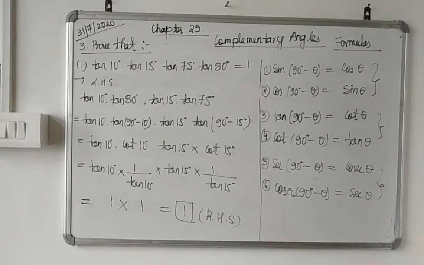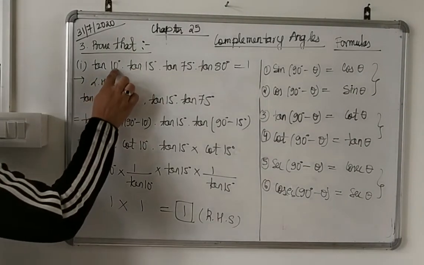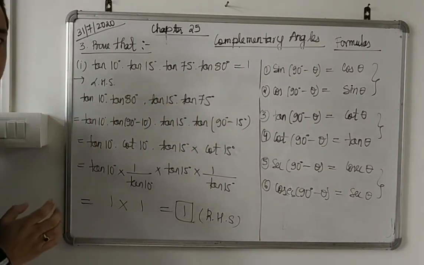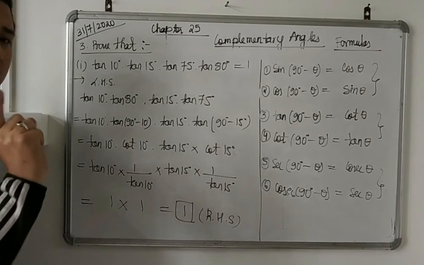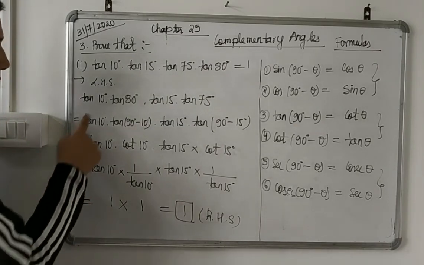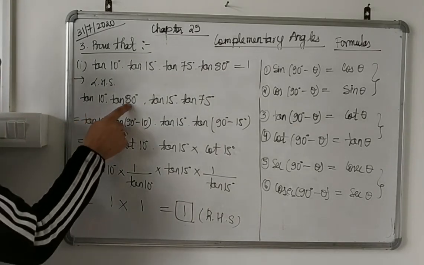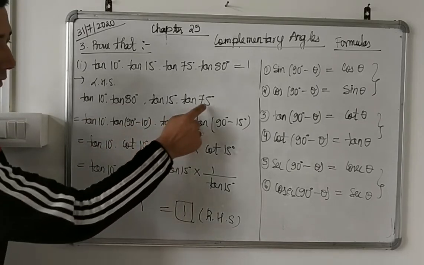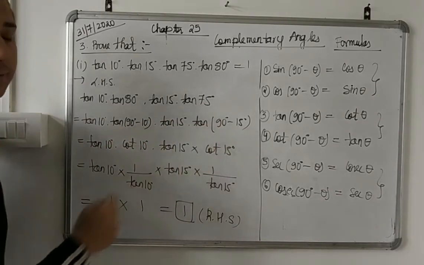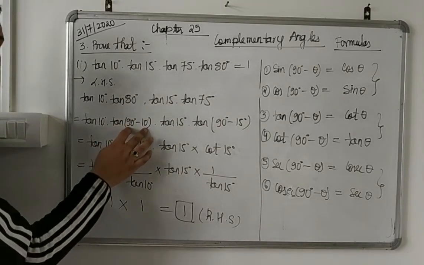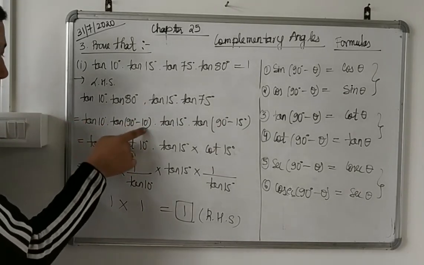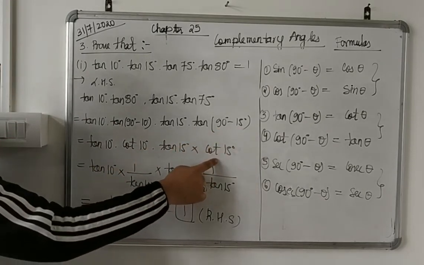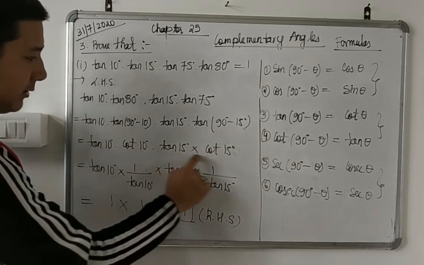Alright, so yes, I've kept them together. 10 and 80 complement. 15 and 75 complement each other. Okay, so once you find the pair, change only one of them. Okay, so I'm keeping 10 as it is, and 80 I can write 90 minus 10. 15 as it is. 75 I can write 90 minus 15. Okay, so what is tan 90 minus 10? Cot 10. And what is tan 90 minus 15? Cot 15. Okay, I hope everyone is clear till here.